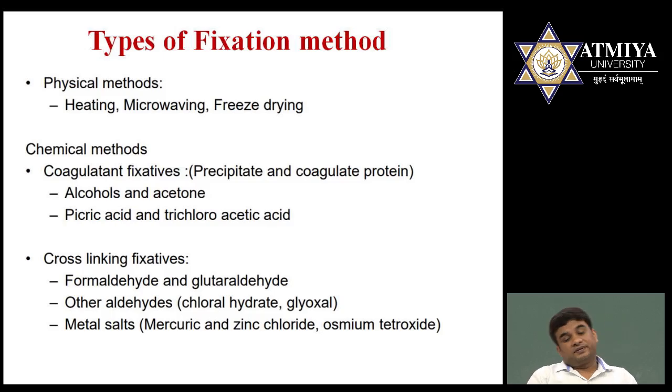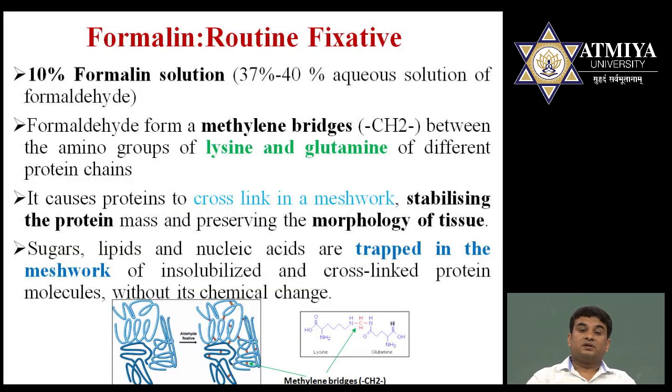Now there are various types of fixation methods: physical method, chemical method, and cross-linkage method. In the physical method, you use heating or microwaving, and in the chemical method you use some alcohol. But the most commonly used fixation is the cross-linkage based one. In that case, formalin is most commonly used. So I will discuss how formalin works in tissue fixation.